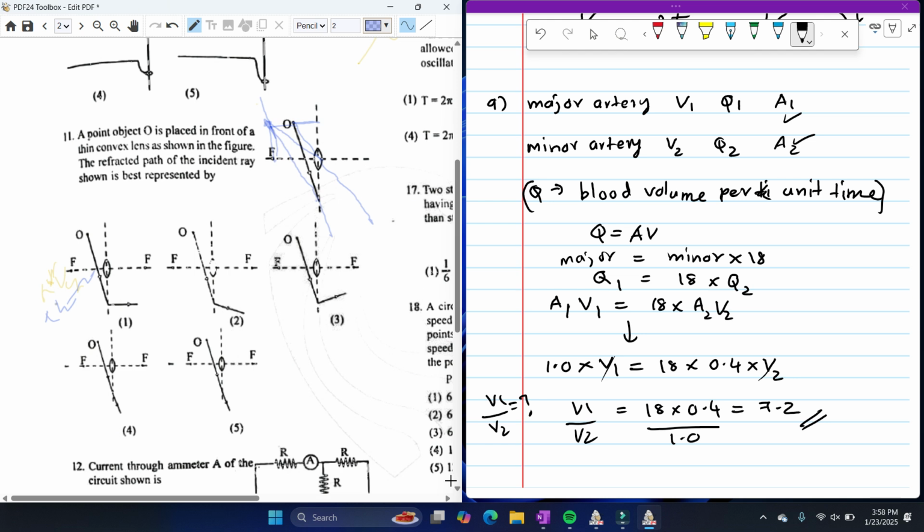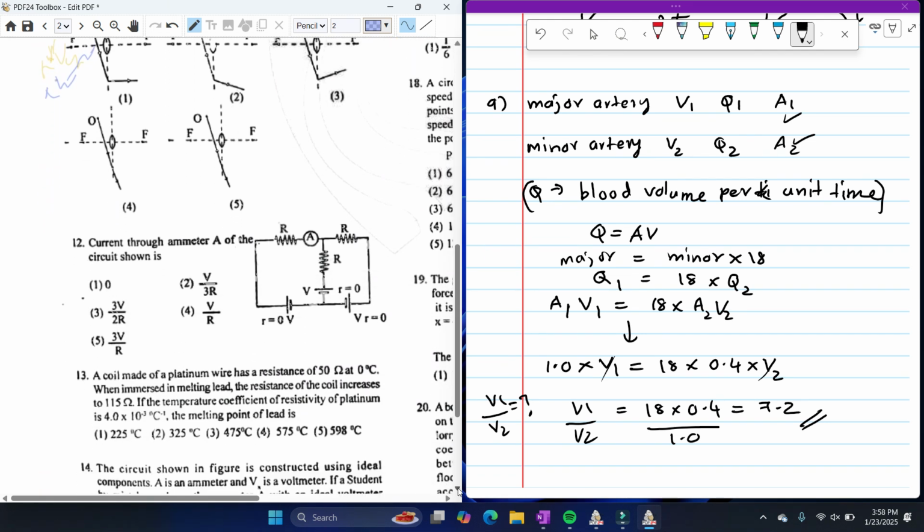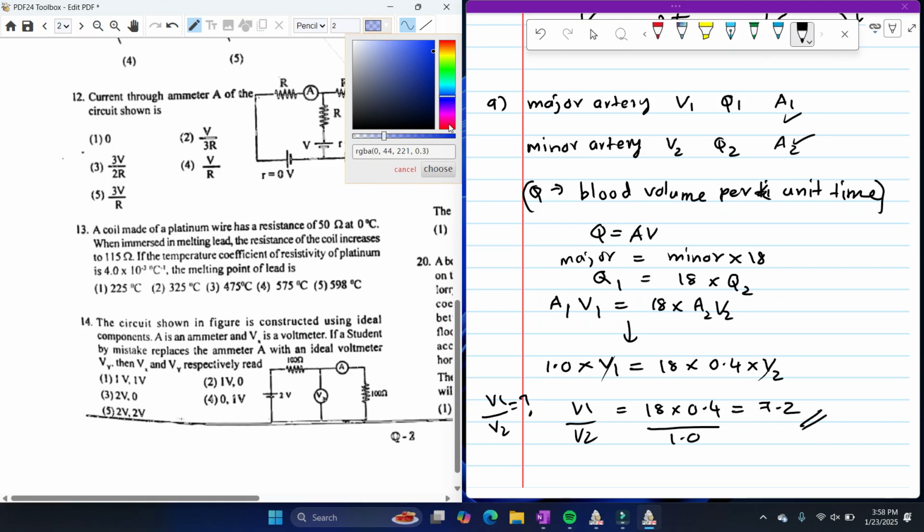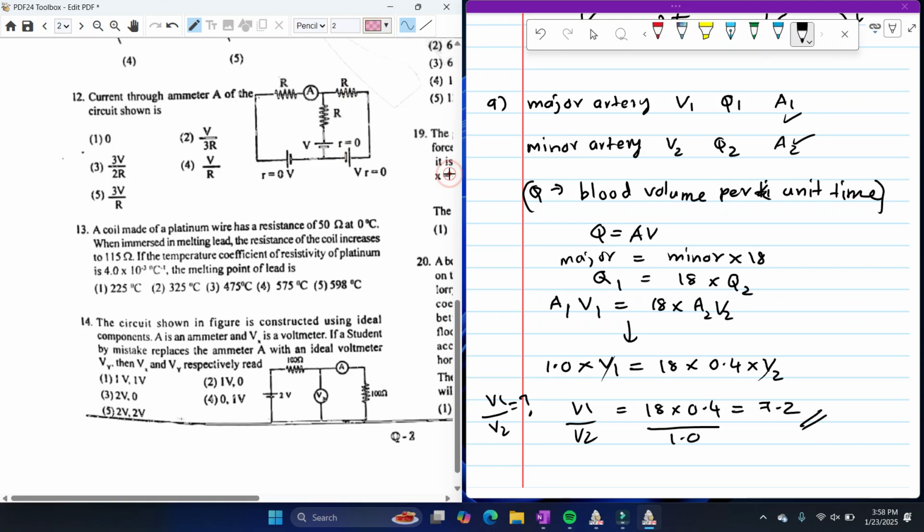Now we'll move on to the next question, which is related to cell systems in current electricity. The current through ammeter A of the circuit is shown in... so we'll have to use the Kirchhoff rules here. It's better to draw the circuit here itself. I'll take a good color so that the way the current flows in the diagram is clearly visible.